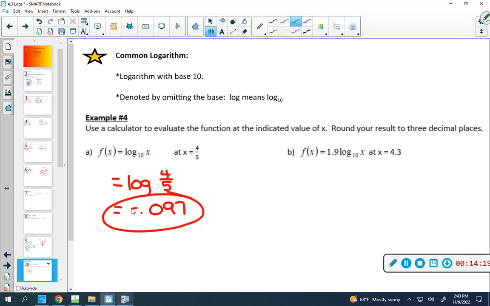Now, same thing, you've got your 1.9, hit your log button, and then 4.3. So you try that one, punch that in. Clearly I gotta look, I don't have the decimals memorized. Round to 3.